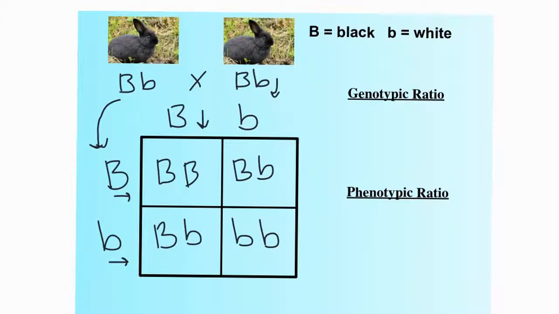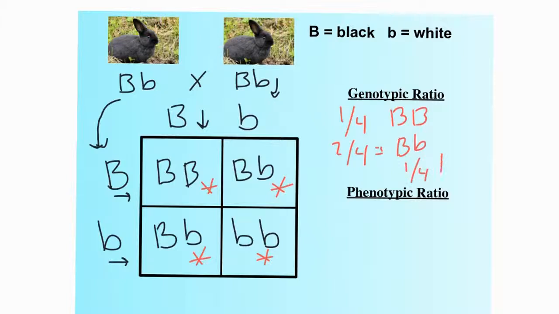Now, here we go, genotypic ratio. How many out of 4 have each genotype? So let's just count them up. How many of them have the genotype of big B, big B? I see 1, I see 1. 1 out of 4, on average, will have the genotype of big B, big B. All right, let's do the next one. How many have the genotype of big B, little b? I see 1, I see 2. So 2 out of 4, or 1/2, will have the genotype of big B, little b. And the last one that's left, on average, 1 out of 4 will have the genotype of little b, little b.